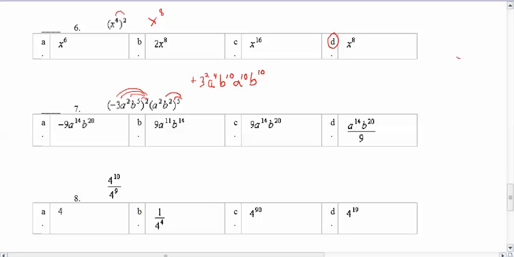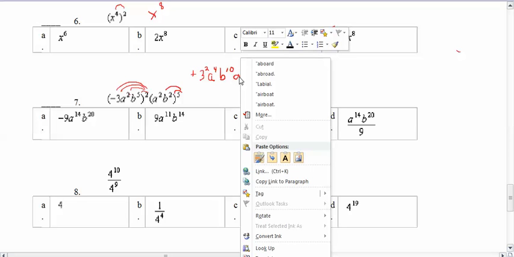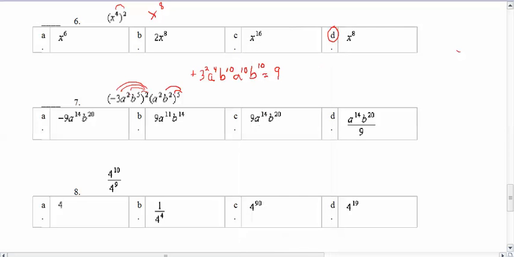Okay, so now I've got 3 times 3 is 9. And then I have a to the 4th and a to the 10th. I'm going to add those together, and I get a to the 14th. And then I have b to the 10th and b to the 10th, so I add those together, get b to the 20th. Let's see if we can find that answer. So I have positive 9, a to the 14th, b to the 20th. Looks like it's letter C.